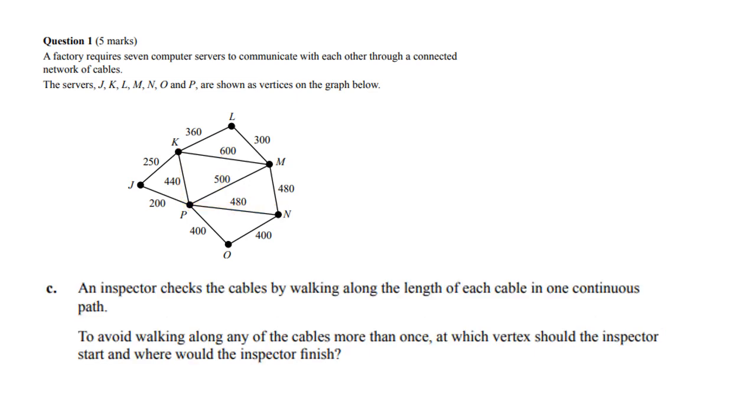Okay, so we're walking along the edge of each cable in one continuous path. Tricky language, but they're trying to tell you Euler trail. Here you're going along every edge. Euler, every edge. It's that E thing, yeah? And we want to avoid walking on the cables more than once. At which vertex should the inspector start and where should the inspector finish? So remember with Euler trail, 0 or 2 odd vertices. Quite likely they're asking about that situation.